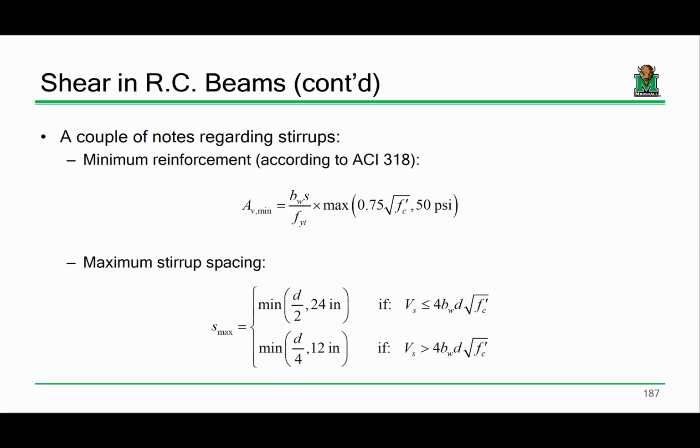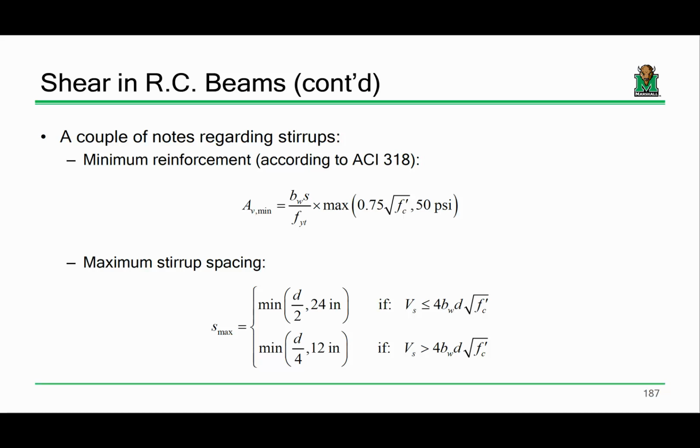First off, ACI has a minimum reinforcement requirement that states that the minimum reinforcement is computed as this fraction, B times S divided by your yield stress, times the maximum of these two quantities. And that's very similar to what we had for tensile reinforcement in beams. We're not going to use this equation directly to look at AV. What we're going to do later is use this equation to help us back calculate what S needs to be in order to achieve that.